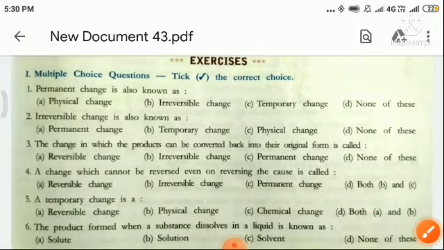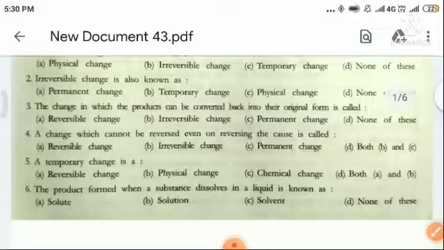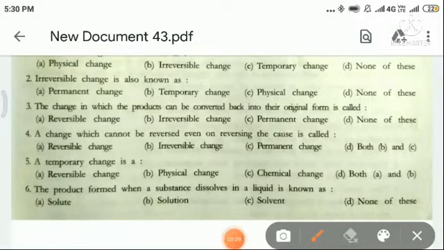Now let's see question number 6. The product formed when a substance is dissolved in a liquid is known as a solution. When any solid substance is dissolved in a liquid, we always get a solution. Remember this: when any substance is dissolved in a liquid, we always get a solution of the substance.